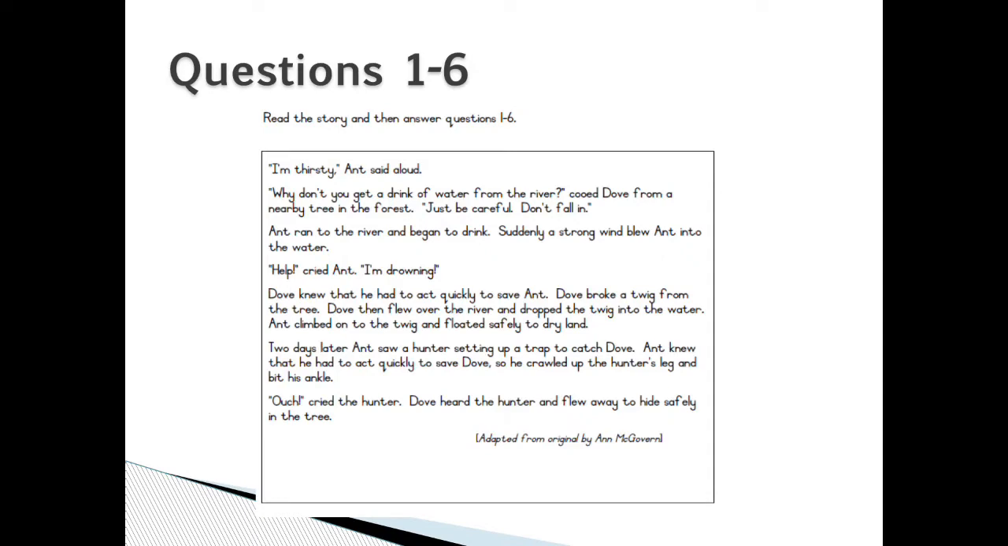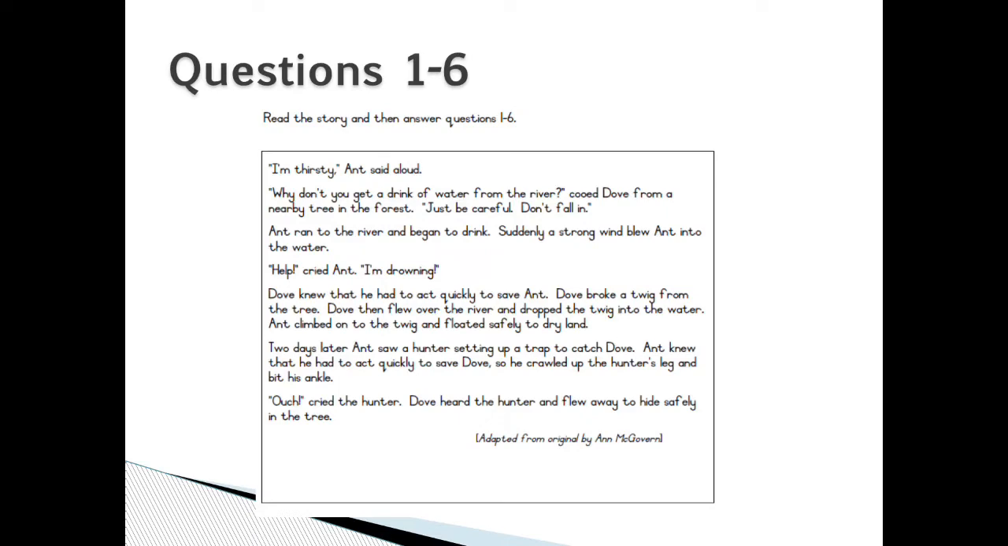"I am thirsty," Ant said aloud. "Why don't you get a drink of water from the river?" cooed Dove from a nearby tree in the forest. "Just be careful. Don't fall in." Ant ran to the river and began to drink. Suddenly, a strong wind blew Ant into the water. "Help!" cried Ant. "I'm drowning."